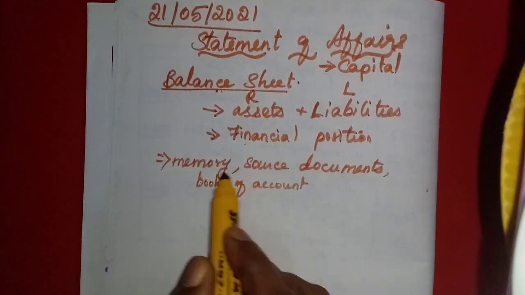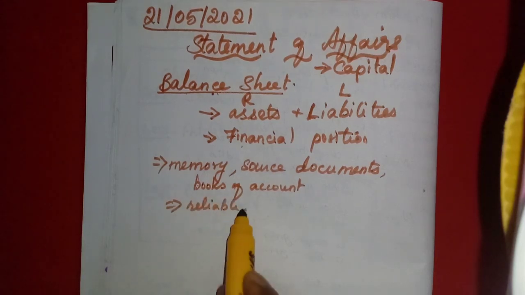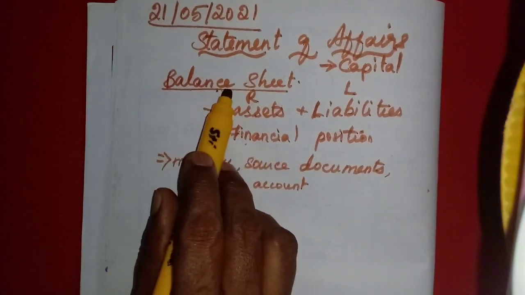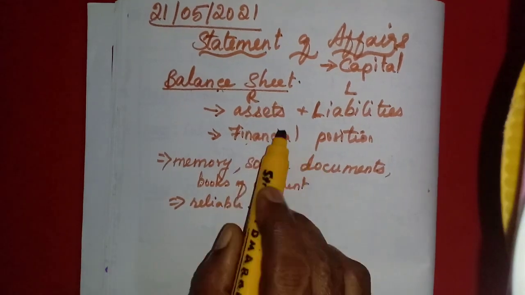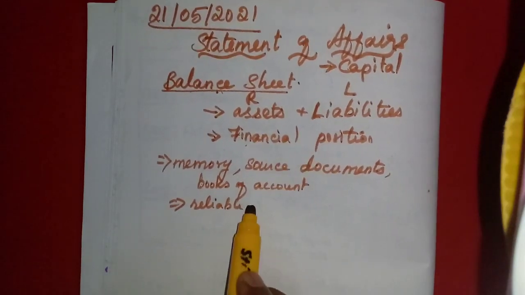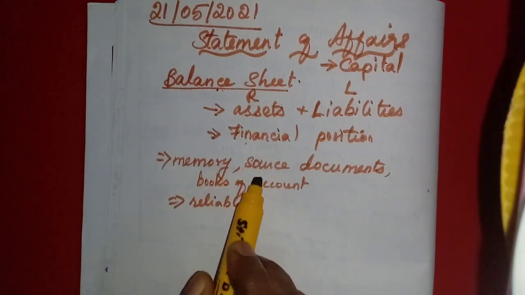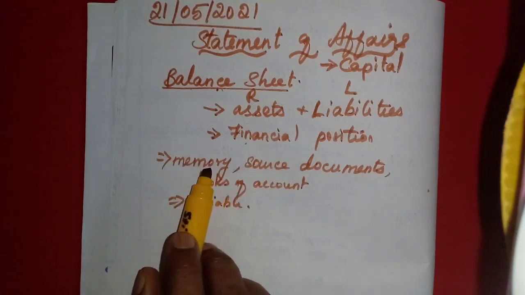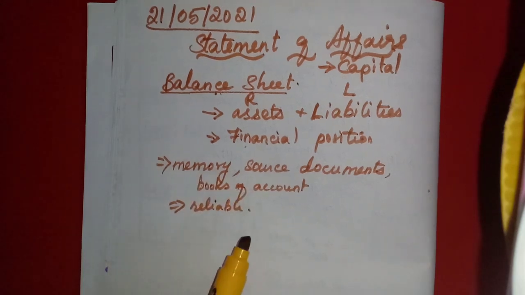So we can say this is not reliable. We cannot rely on the balance of that statement of affairs. But we can rely on the balance sheet, because by using the double entry system we get the balances of assets and liabilities. But here we never maintain the ledger accounts, but we get the information either from source documents, or from the memory of the owner, or from the books of accounts.